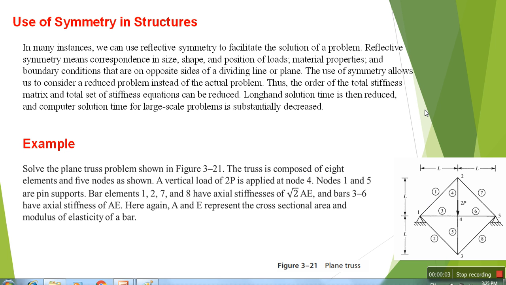Use of symmetry in structures. In many instances, we can use reflective symmetry to facilitate the solution of a problem. Reflective symmetry means correspondence in size, shape, and position of loads, material properties, and boundary conditions that are on opposite sides of a dividing line or plane.